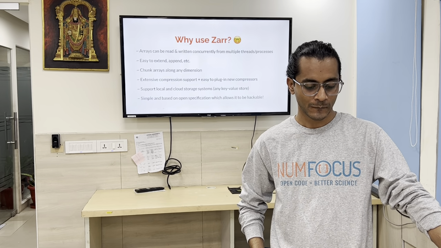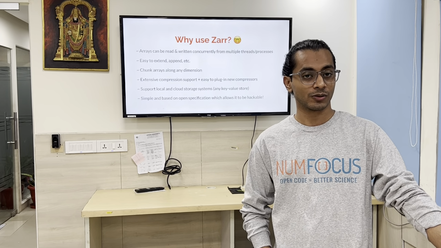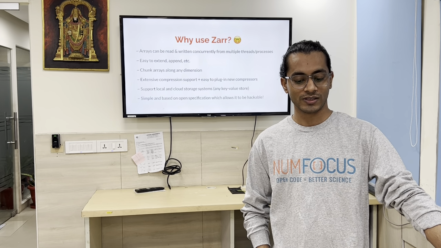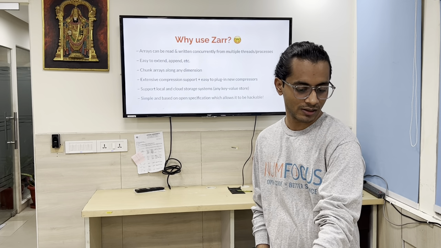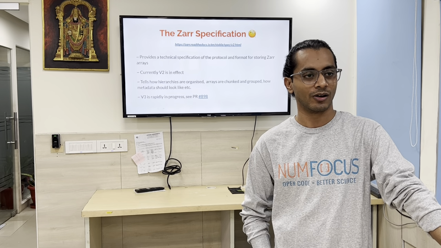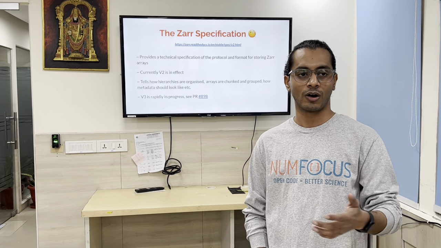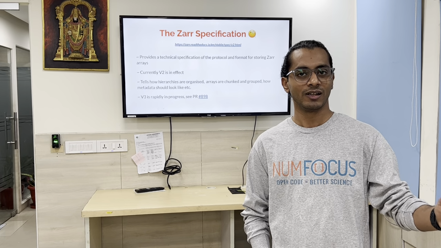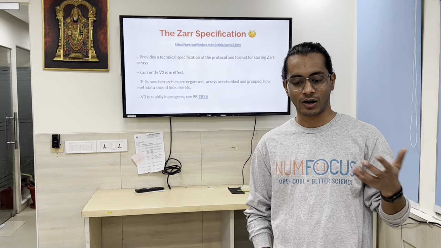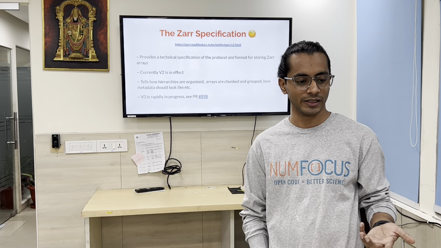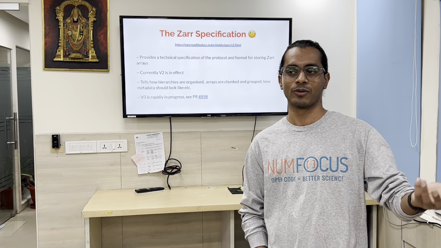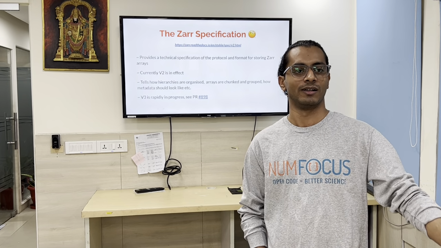And it's simple and open source, it's based on an open source specification, which allows it to be hackable. So what do I mean by specification? A specification is basically a technical document which lays out the rules for how Zarr arrays are stored. It talks about the rules: what's the format of the metadata, how the chunking goes, and how the compressors should work. So it's kind of like a set of rules, like a COVID protocol. It's like a Zarr protocol, something like that.